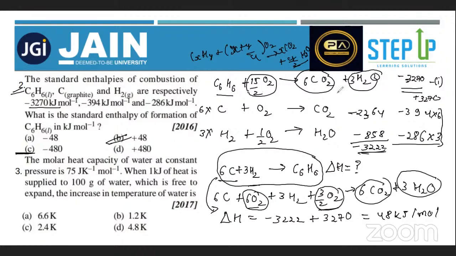If this is on this side and I brought this on this side, then on doing so, this negative will become positive. To form this, this much amount of energy is released; negative basically means energy release. To break this again, this amount of energy is supposed to be given. So I need plus 3270 to be given, so that I can get this as the final equation. This is how we'll be solving number 2.